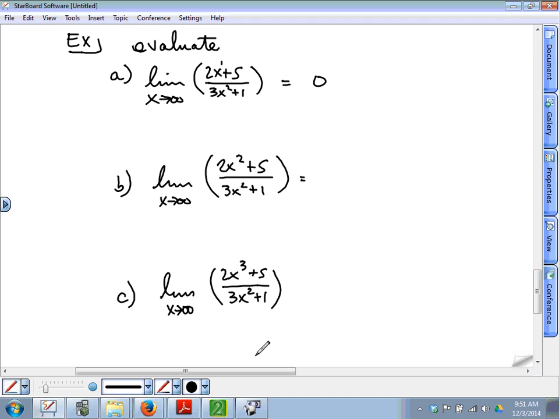For this one, yeah, they have equal degree. It's an x squared divided by an x squared. In that case, if it's equal degree, you divide the leading coefficients. So this horizontal asymptote is 2/3, which also means the limit as x approaches infinity is 2/3. Okay.